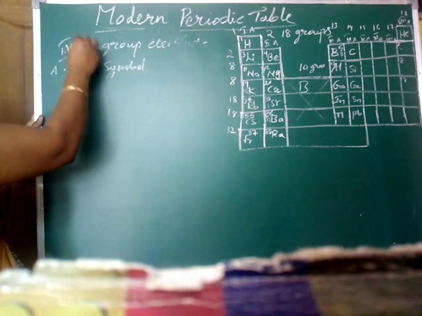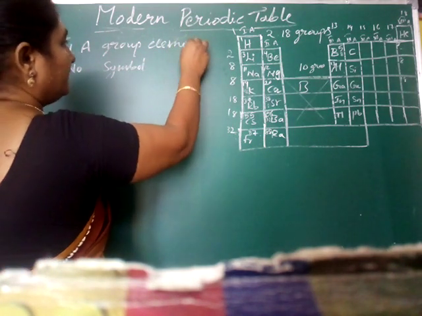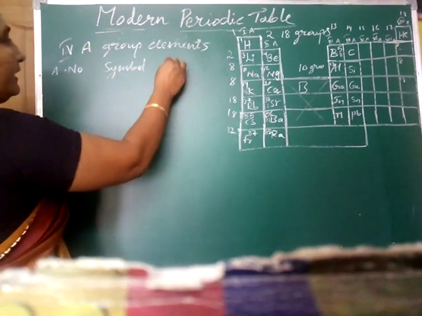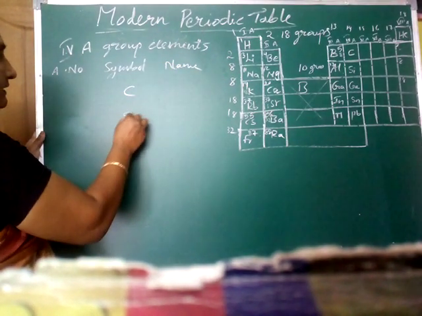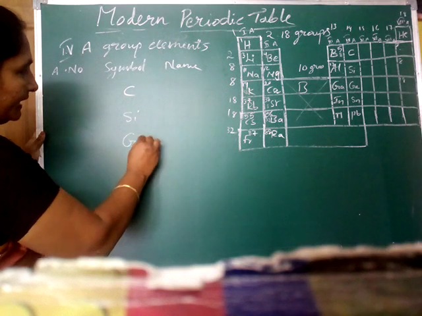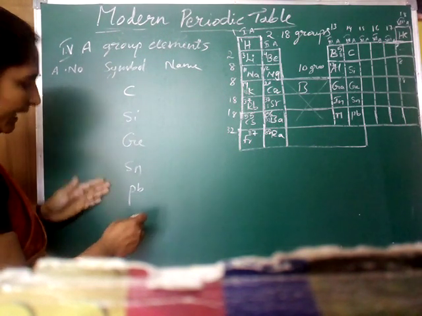Okay, fourth A group elements. Next group, this one. Here the name, I am writing C. Okay, carbon, silicon, germanium, tin, lead.